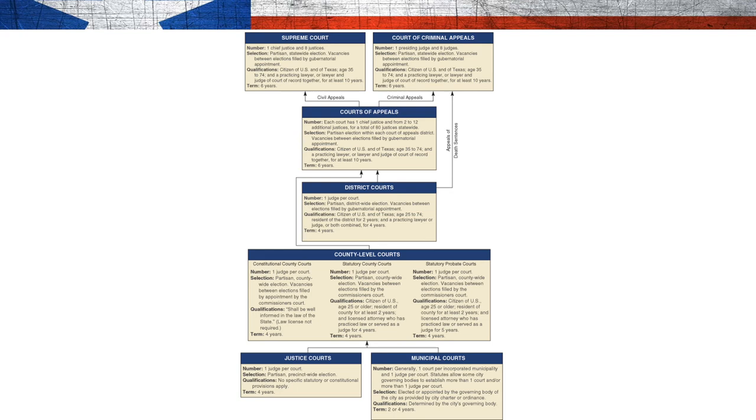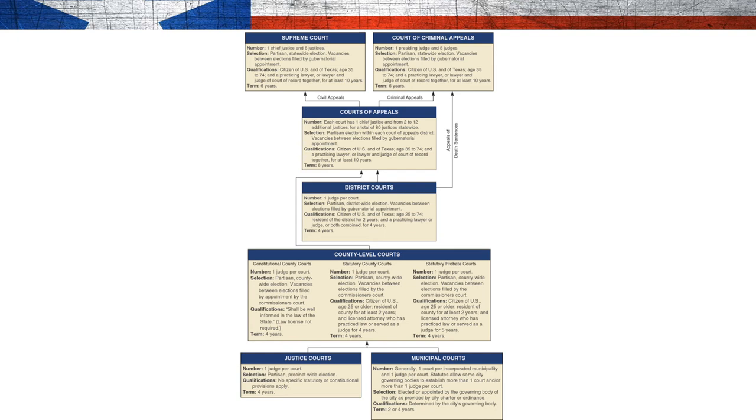There are 18 probate courts, so 18 probate judges. They are elected in partisan elections in a countywide election for the county where they are. They have to be at least 25 years old, a resident of the county for 2 years, and have 5 years experience as either a lawyer or a judge.